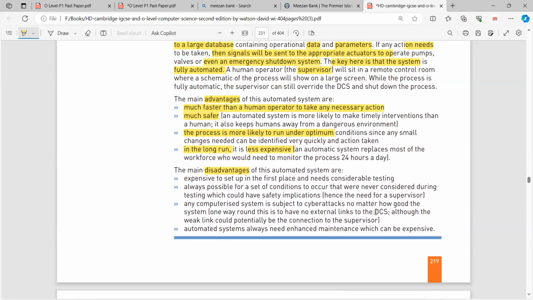However, there can be certain disadvantages as well. The disadvantage is that obviously it is expensive to set up in the first place, and it needs a considerable amount of testing to see whether it works or not.